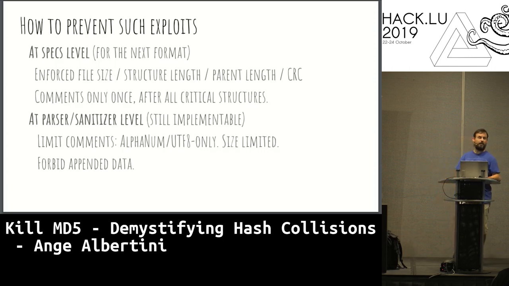A question I was asked a lot was how to prevent such exploits. The important thing is to enforce a file size at the declaration of the file, or a structure length, or parent length.